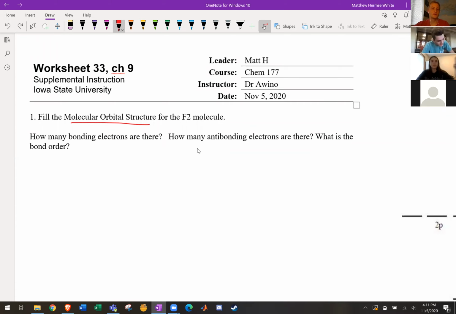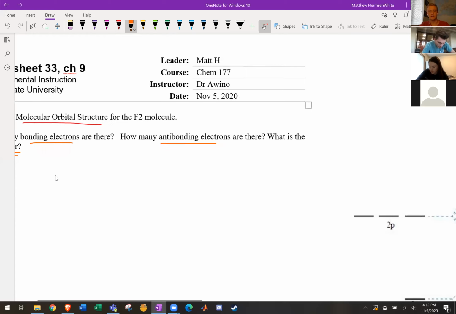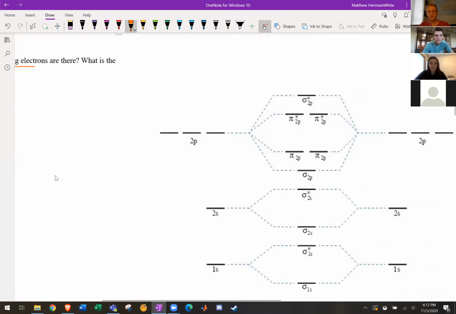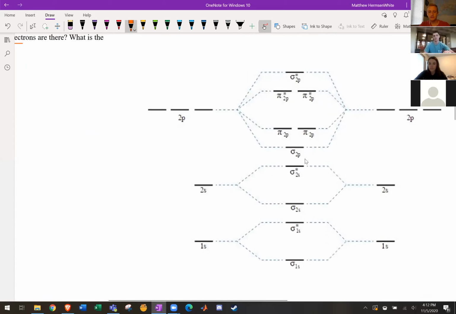And then what we're going to want to determine is how many bonding electrons there are, how many anti-bonding electrons there are, and then what is the bond order. This is really the important thing. The bond order is like how many bonds are between the molecules. So if we had a double bond, that means the bond order is 2. Triple bond, the bond order would be 3, and so on. So this is a way to predict the type of bond that will be between atoms in a molecule. So there's this structure, and I'm going to draw this with you, but you can take a picture if you want.